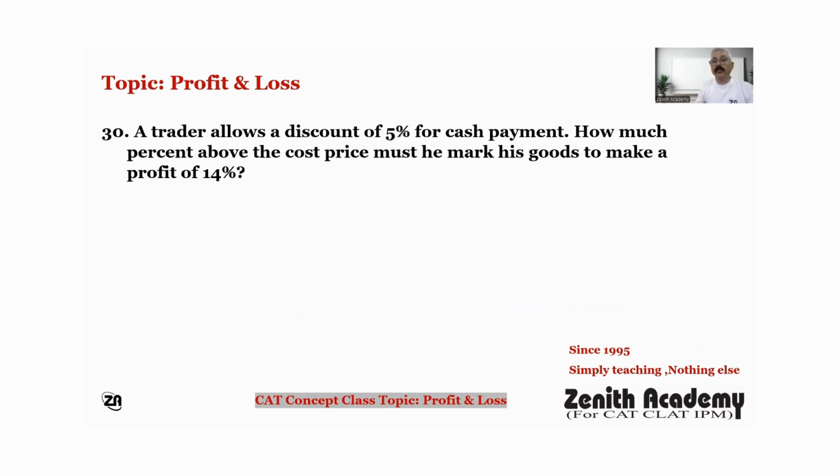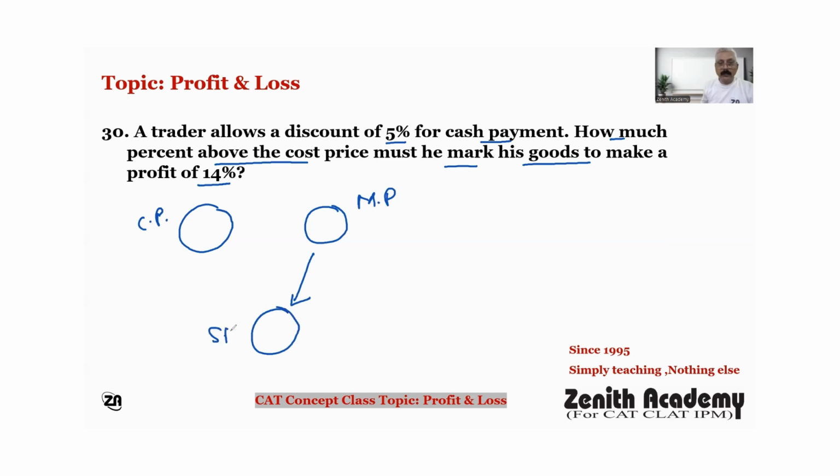A trader allowed discount 5% for cash payment. How much percent above the cost price must he mark his goods to make profit of 14%? So what is it? It is cost price. What is this? I took as a mark price. And after discount or after any change, it is selling price.